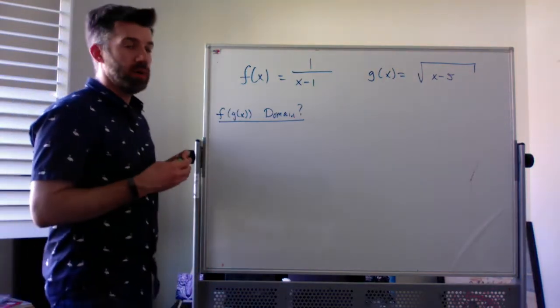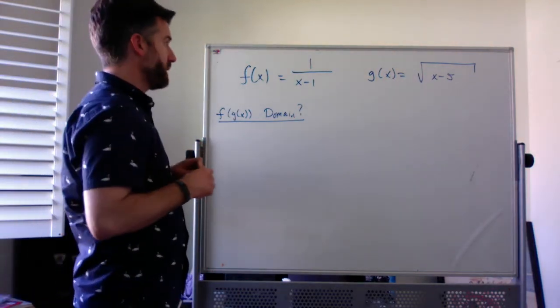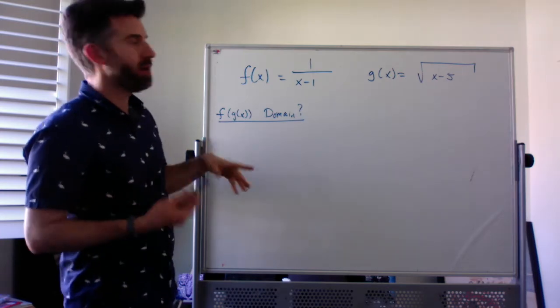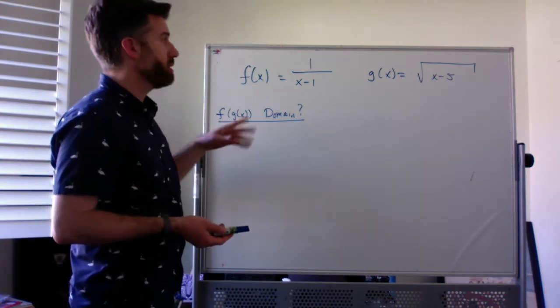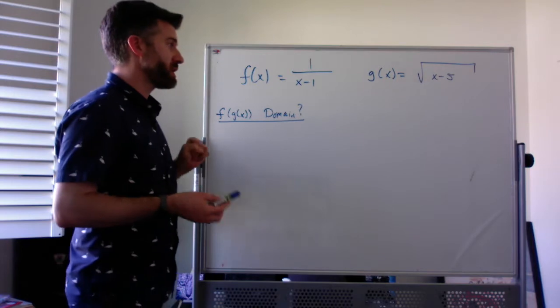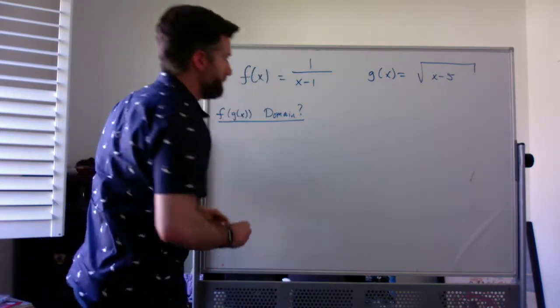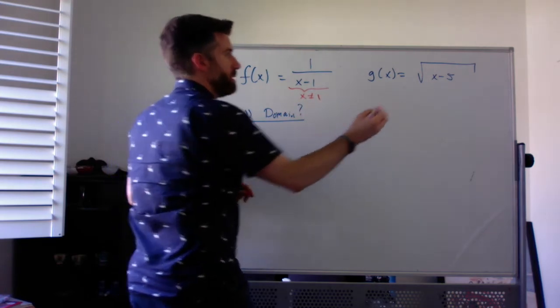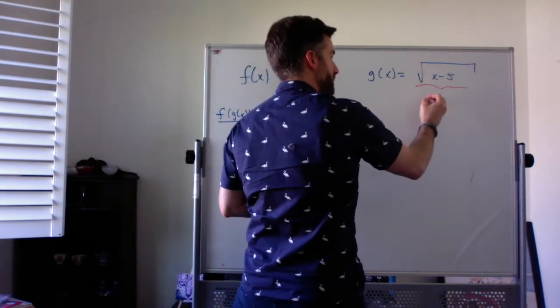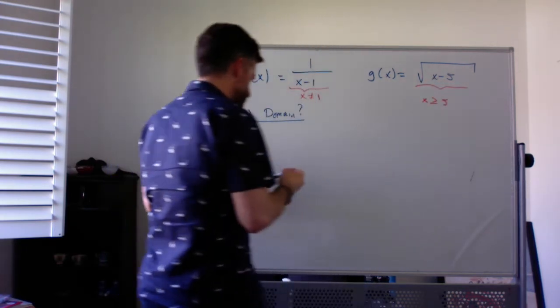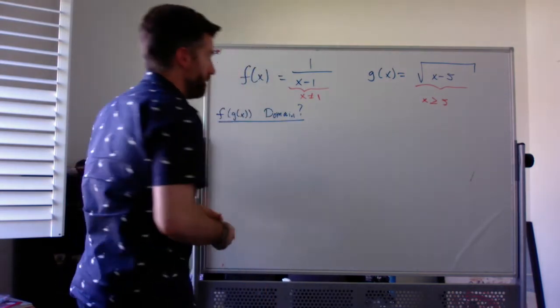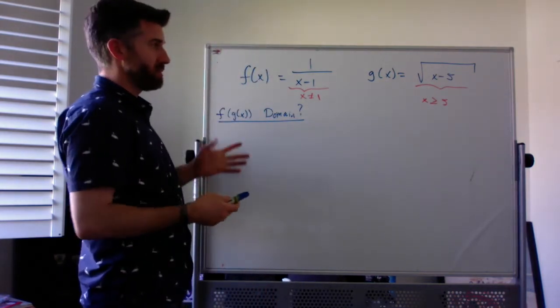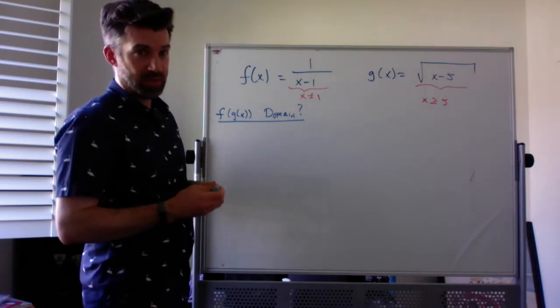Here is another composite domain example. We have f of x equal to 1 over x minus 1. We have g of x equal to the square root of x minus 5. And we know the domains of these. Here, x is not allowed to equal 1. Here, again, like in the previous example, x is greater than or equal to 5. So what's interesting is when you compose these, you're going to get something completely different.